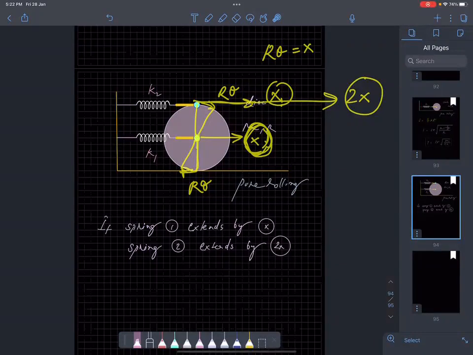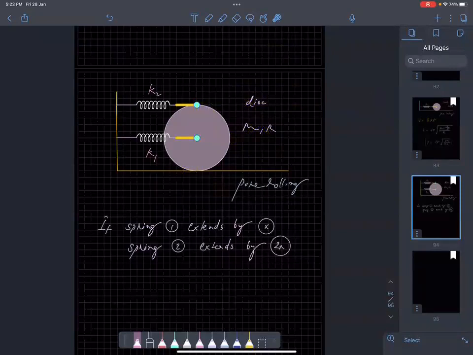The center is moving X towards right. With respect to the center, it is moving X towards left. So this right and left will cancel each other, and the bottommost point will be at rest. Clear? So basically, this whole thing is about the rolling. Here X and here 2X.